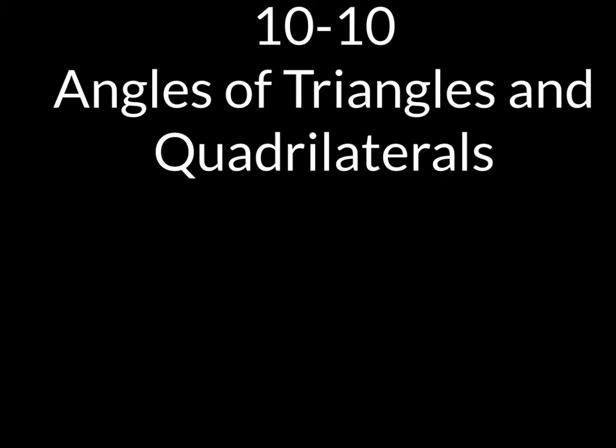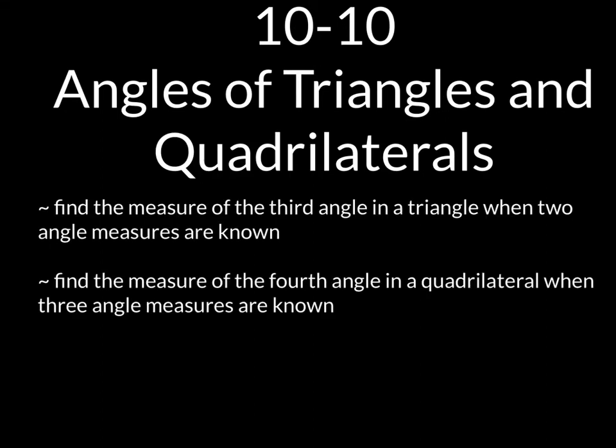Lesson 10-10, Angles of Triangles and Quadrilaterals. By the end of today's lesson, you will be able to find the measure of the third angle in a triangle when two angle measures are known, as well as find the measure of the fourth angle in a quadrilateral when three angle measures are known. Make sure you have a pencil and paper ready so you can work right along with me.